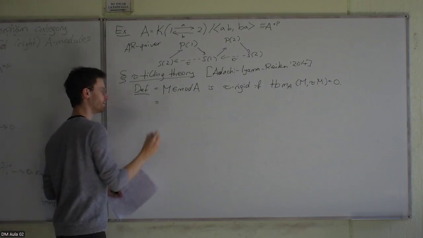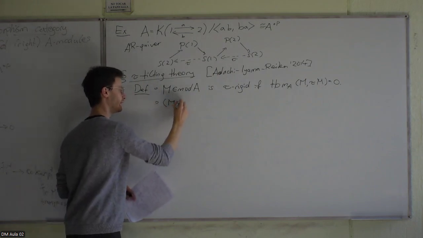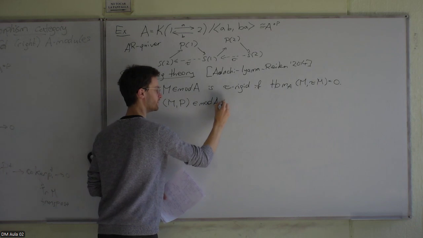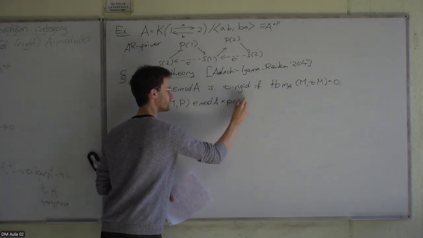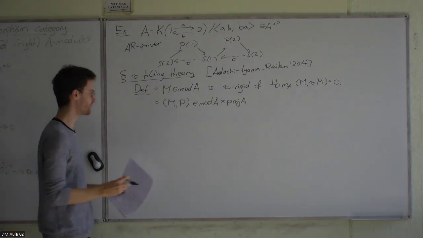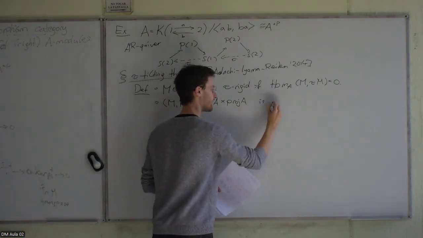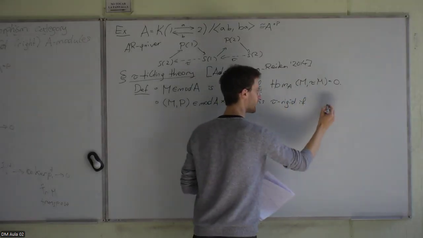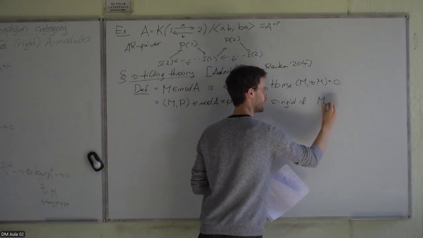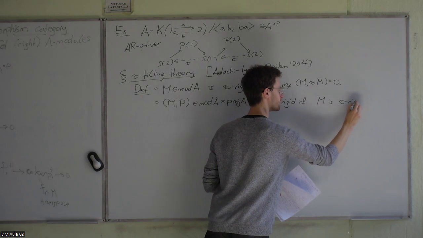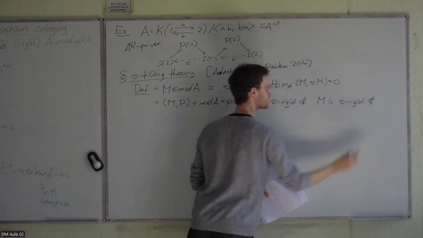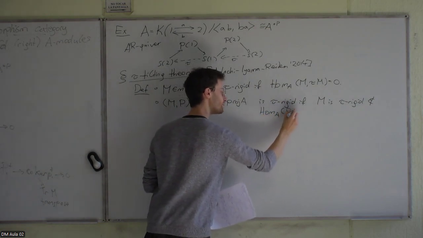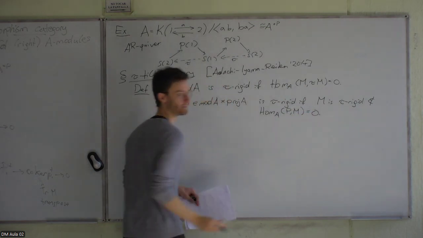And very closely related, we say that the pair (M, P), where M is a module, any module, and P is a projective module, which I'll denote by this subcategory of projectives, is tau rigid if firstly M is tau rigid, and there is no non-zero homomorphism from P to M.